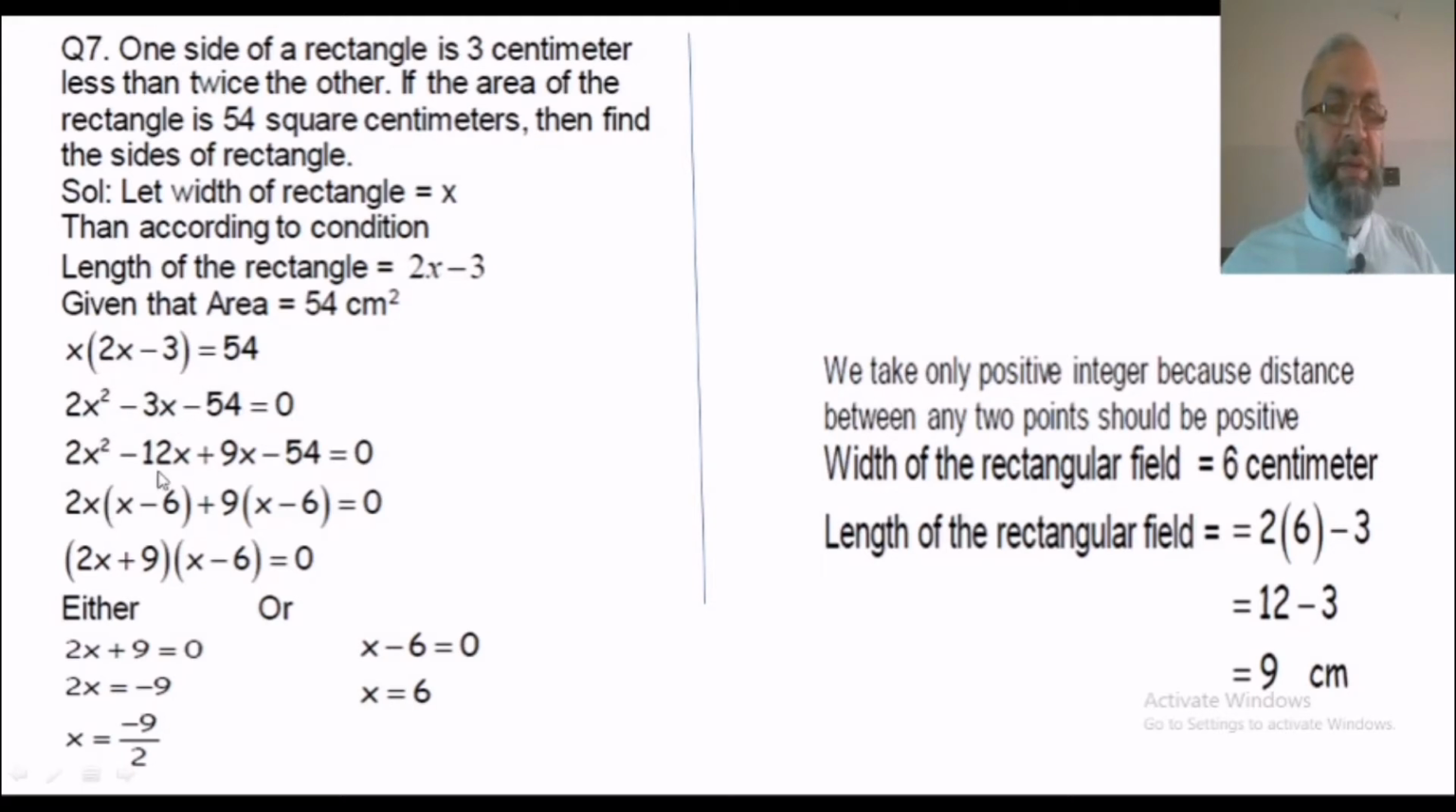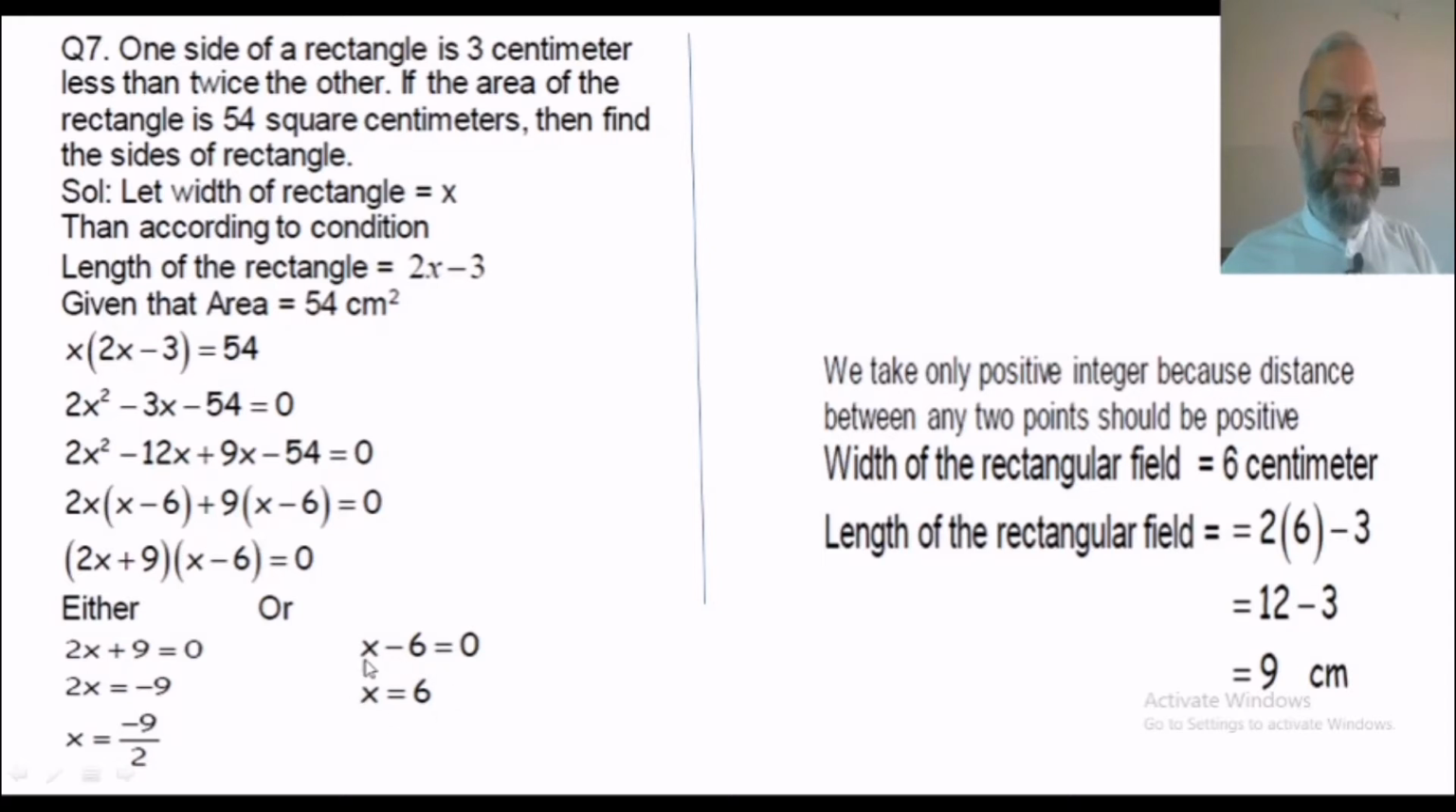Or 2x square minus 3x, making factors. So 2 into minus 54, and again making 2 factors, minus 12 and plus 9. Factorizing we get 2x plus 9 into x minus 6 equal to 0. So either 2x plus 9 equal to 0 or x minus 6 is equal to 0. 2x is equal to minus 9, or dividing by 2, x is equal to minus 9 by 2.